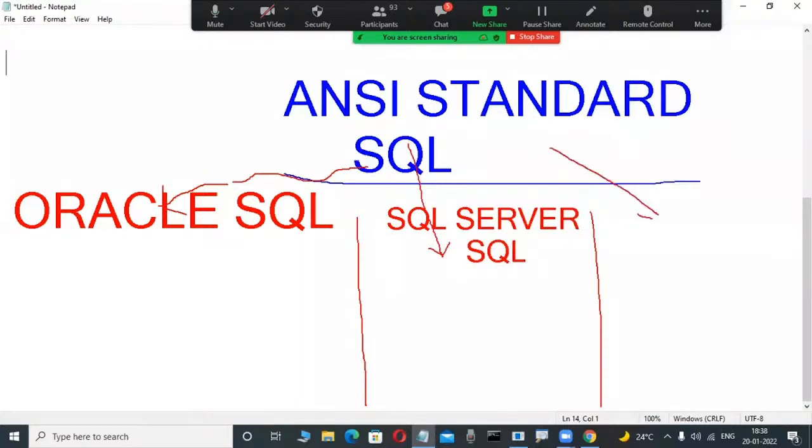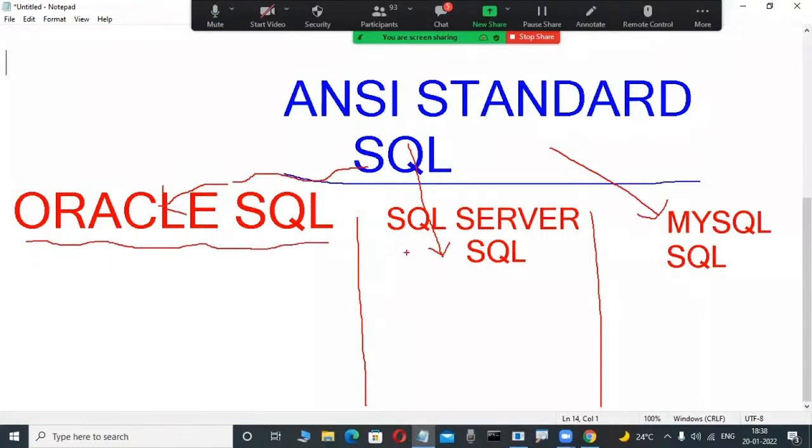Again, MySQL created their own SQL language from this ANSI standard that is called MySQL SQL. That's why in our class we are learning Oracle SQL. How do you differentiate all these SQL languages? They are conceptually the same.